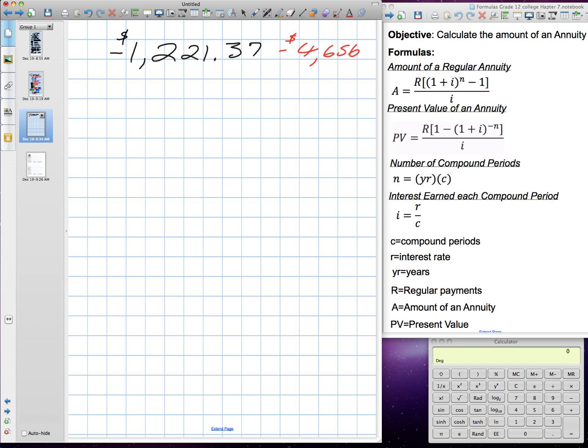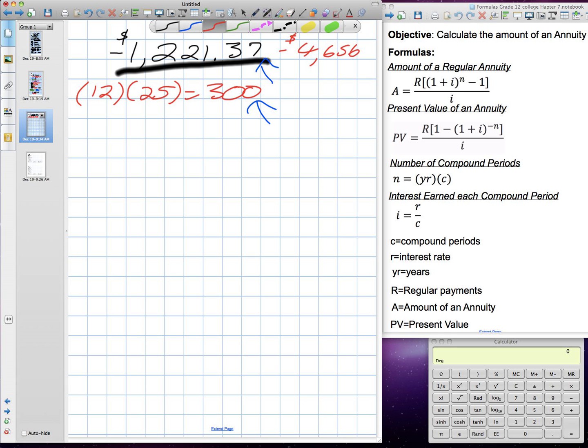How many times do I pay a year? 12. How many years was this loan? 25. If I multiply those two, I get 300. So I make 300 payments over the course of this loan. So in order to figure out how much I've actually paid, I need to multiply my monthly payments by the amount of payments I make to figure out exactly how much I'm paying into this. So this is total amount paid.